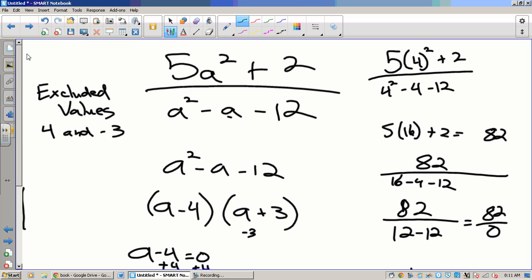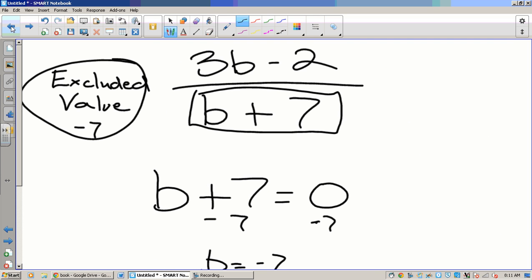Got it? Does that make sense? What we're really trying to do is we're just trying to find out what would make this denominator equal 0. And there's two values in this case. In this case, there was only one thing that would make it not true. There's only one value in the entire numerical world that makes it not true. And so that's what's weird about this.